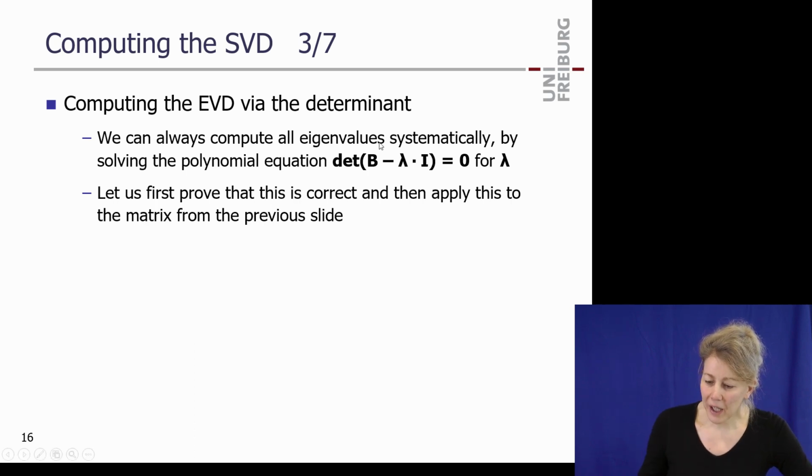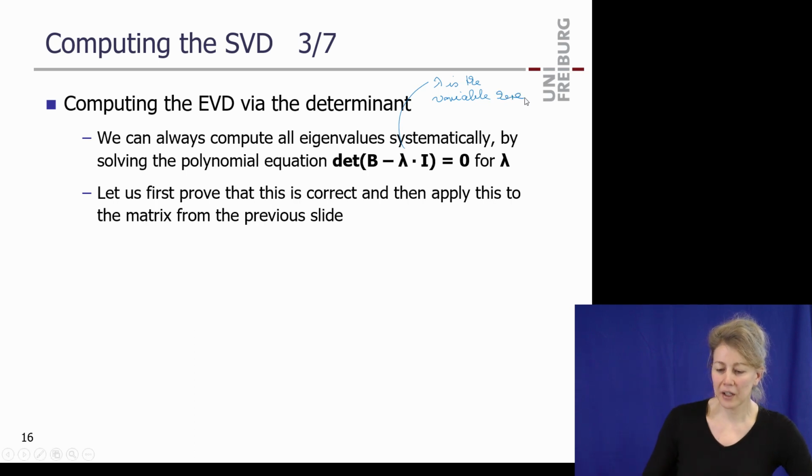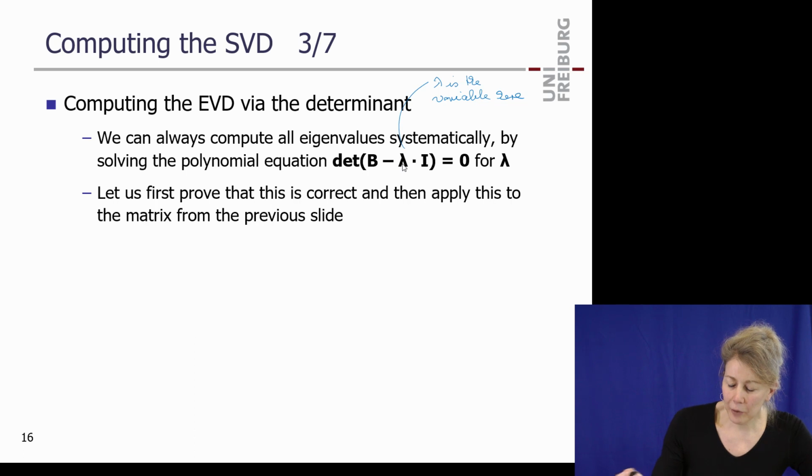Why are the eigenvalues zeros of, you take this matrix B minus, you consider lambda as a variable. So let me write that here. Lambda is the variable here. So this gives you a polynomial equation. And we will see it in an example. So what does it have to do with the determinant? Well, let's just look at, let lambda be an eigenvalue.